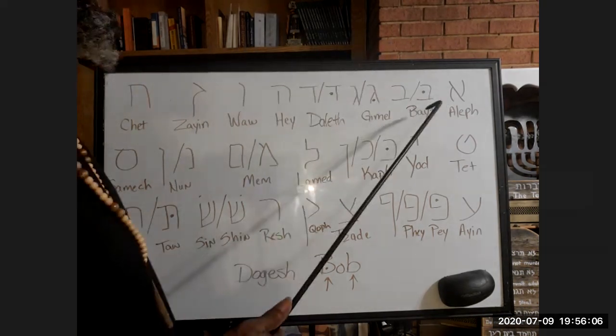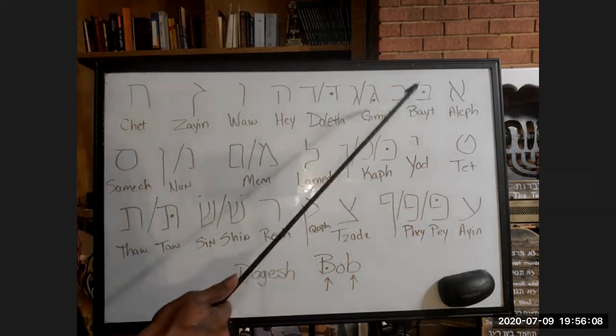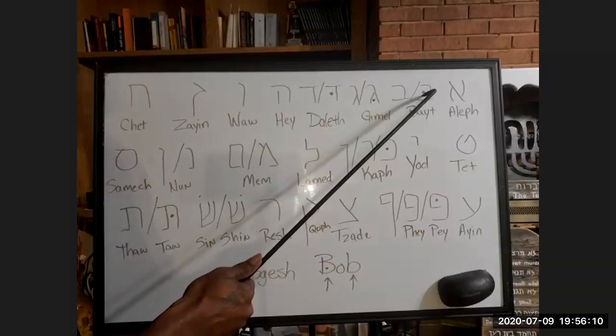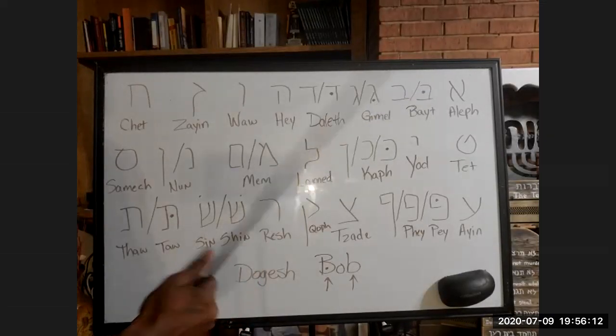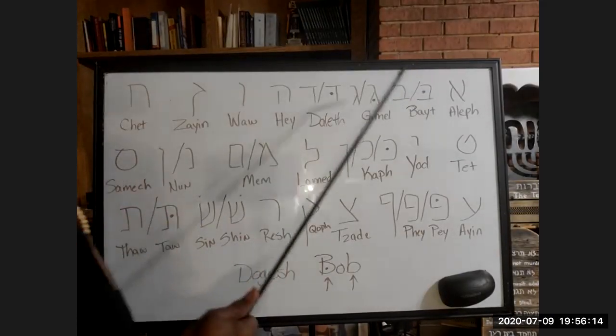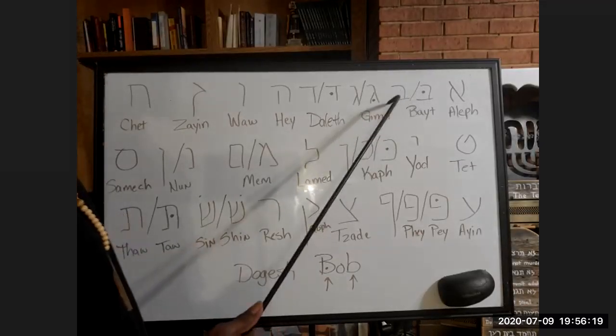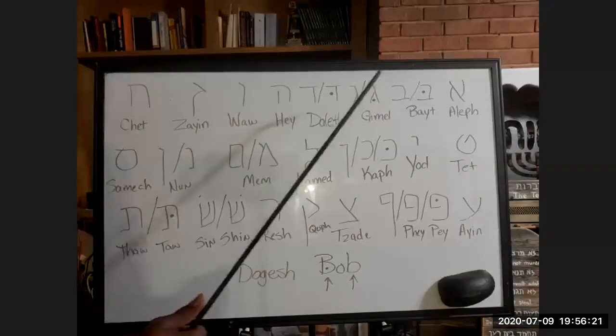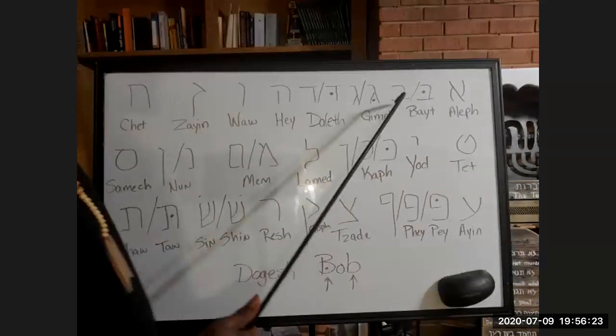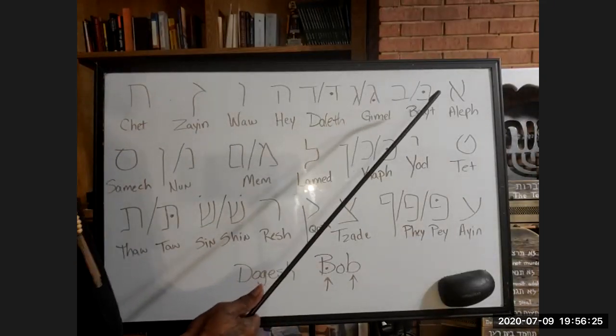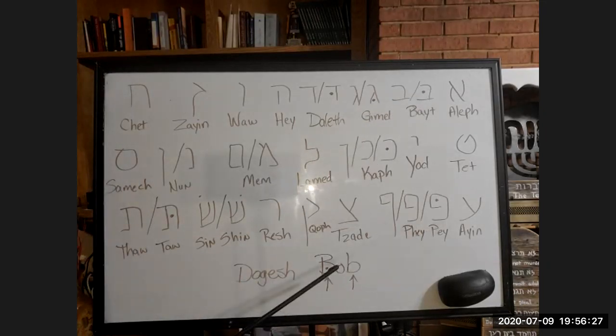The next letter is your Beit. It can either be seen with the dagesh or without the dagesh. Again, modern Hebrew speakers, Ashkenazi speakers will pronounce this as a "Beit." We don't do that. Hard B, soft B. Here's our Bob example.